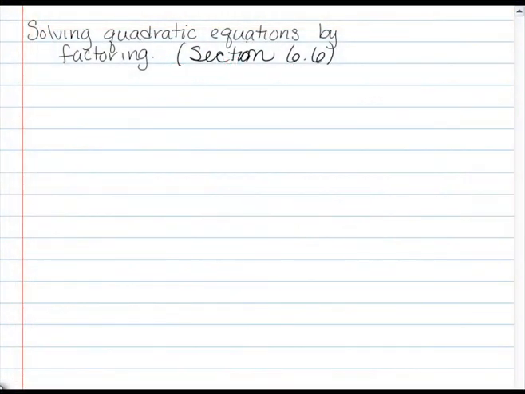The final topic we're going to go over for factoring is solving quadratic equations by factoring, and you can practice this in section 6.6 of your Hawks homework. Okay, but before we actually give some examples, I just want to talk to you about what it means to solve by factoring.